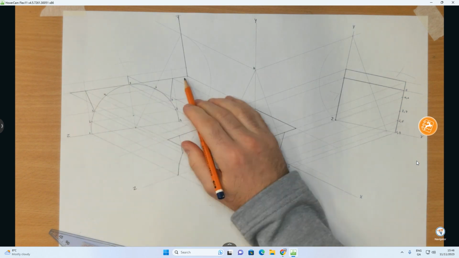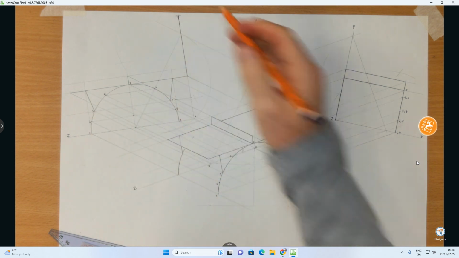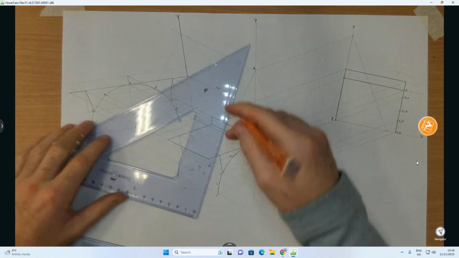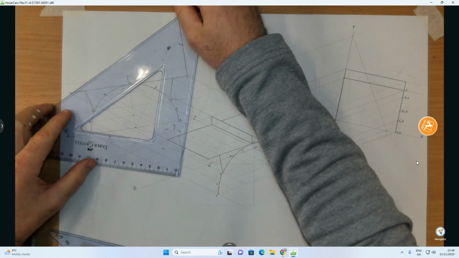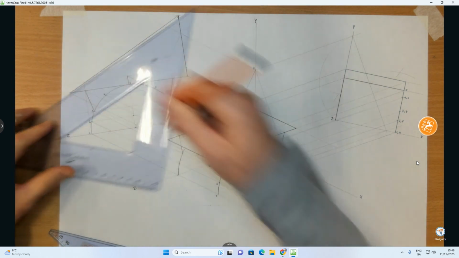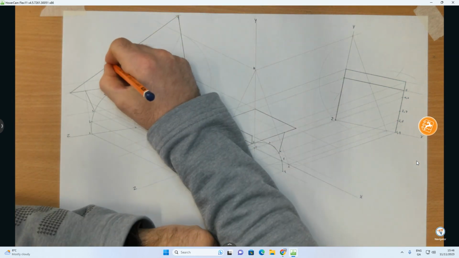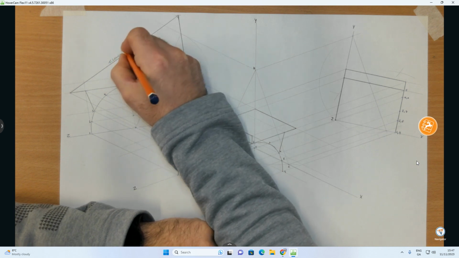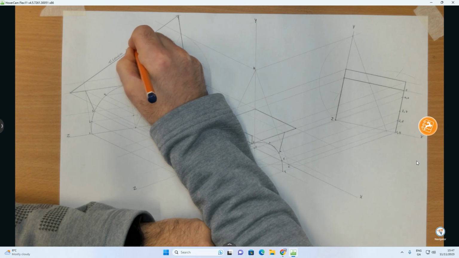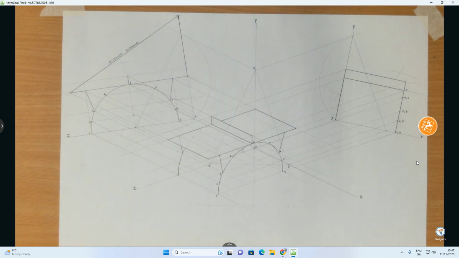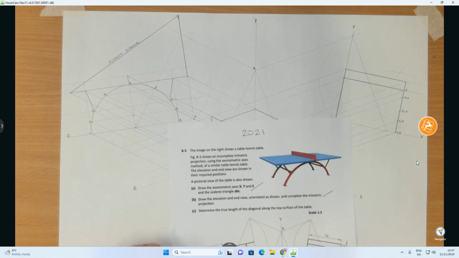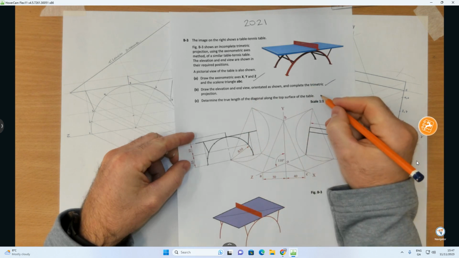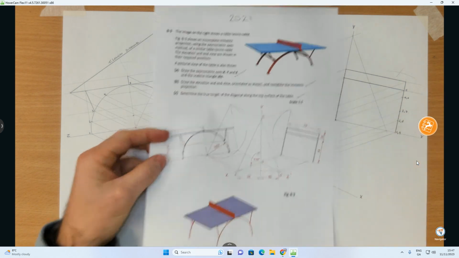Now technically, I've got one side, I've got the long side, and I've got the short side. And we know if we connect, look, long and short, and we connect them opposite to each other, that will give us true length. So if I connect there to there, that line there is the true length diagonal. Really, really easy, but what they're trying to do is test your understanding of a real world scenario. Okay, that's all. Okay, so there we have it. Determine the true length of the diagonal along the top surface of the table.